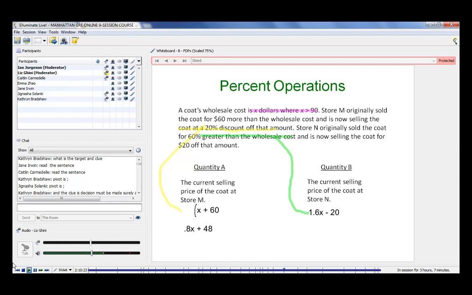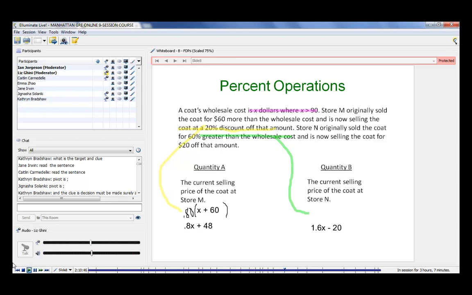Okay, a 20% discount means that the selling price is only 80% of the original price. Is that good? Jignash, are you good so far? Okay. Now, looking at the second one, and then I just simplified. I just did this to get to 0.8 times x plus 48.